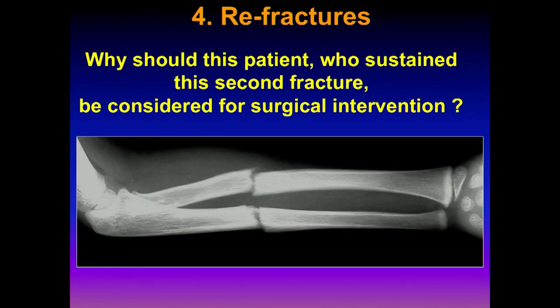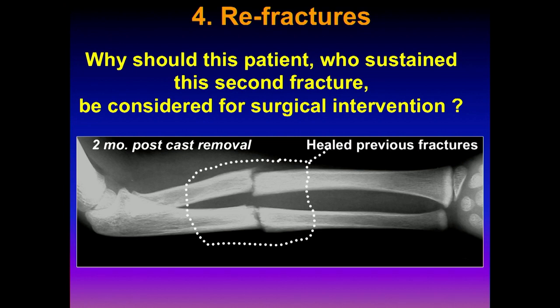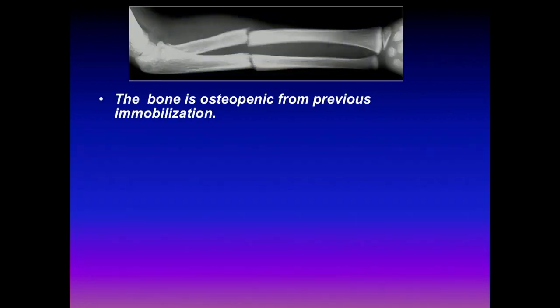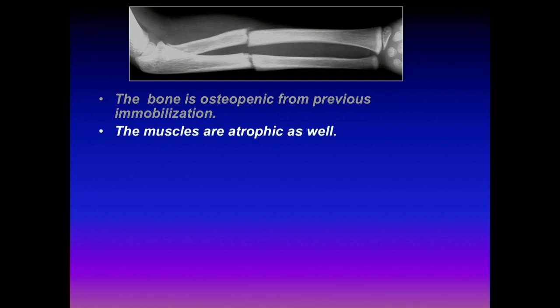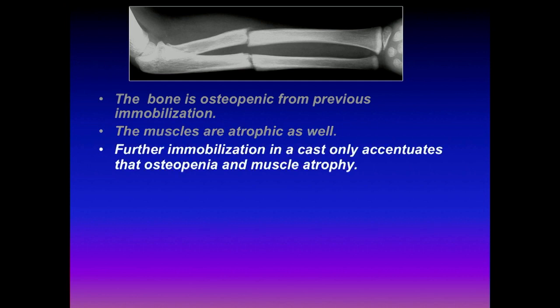Now, here's a refracture, who sustained a second fracture. Should this be considered for surgical intervention? Well, he's 2 months post-cast removal, and he had healed his previous fractures, but he refractured. And usually the problem here, he's been in a cast for how long? 8 weeks, 4 weeks long arm, 4 weeks short arm cast. So his bone is kind of osteopenic from previous immobilization, and that's one of the reasons he failed easily. His muscles are kind of atrophic, so he doesn't have a lot of support if he falls.